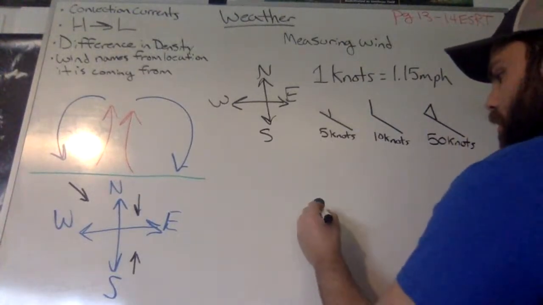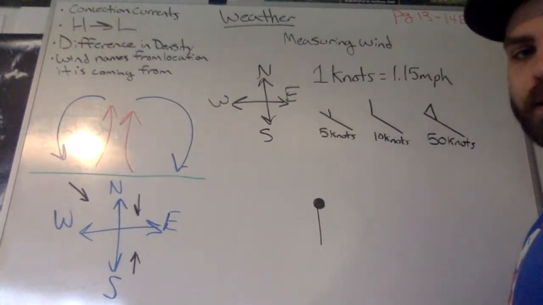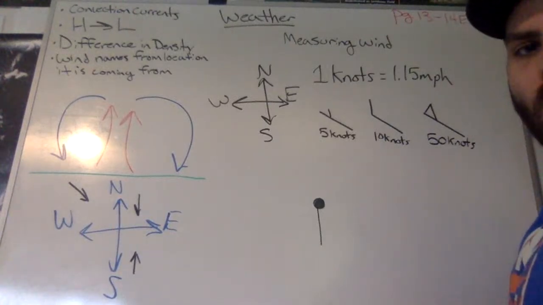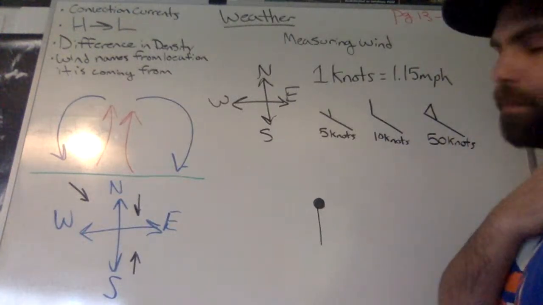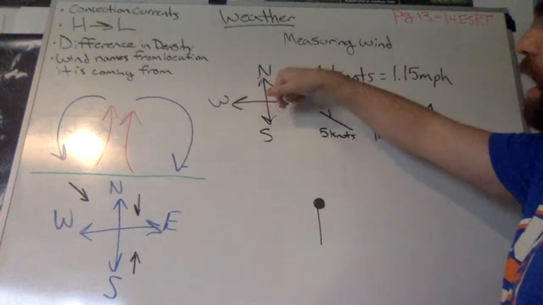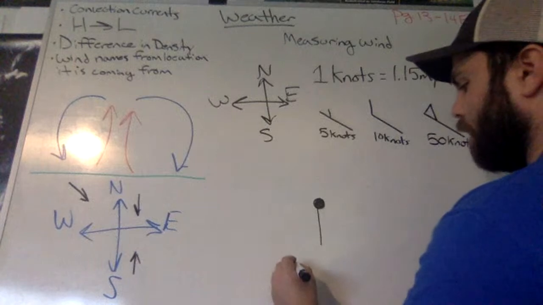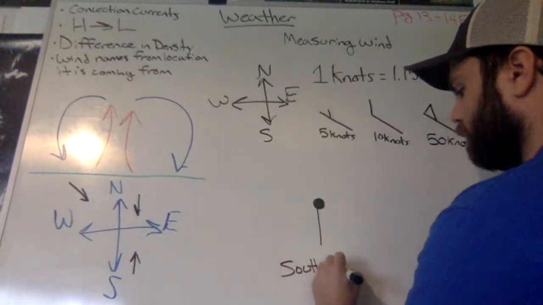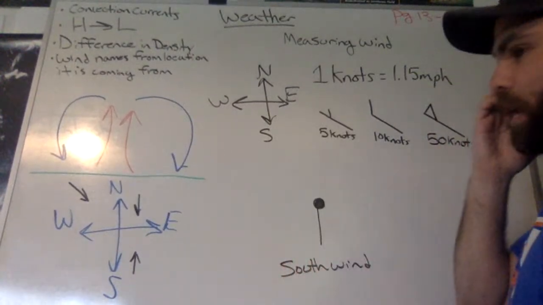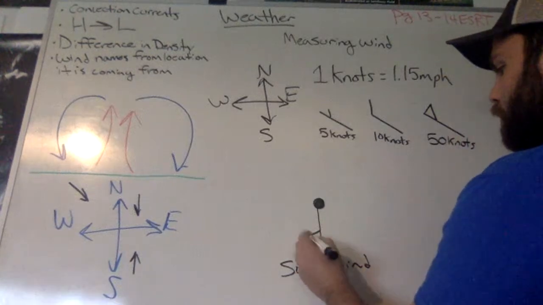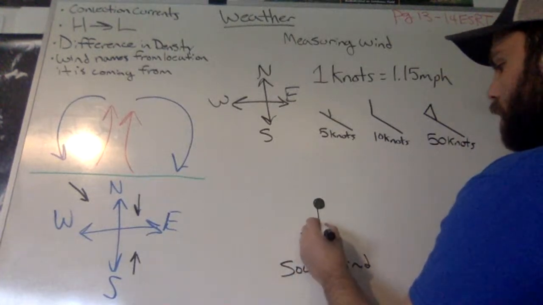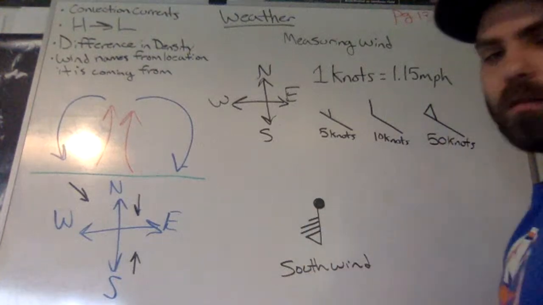All right, so let's do another one. Let's say we have it like this. So right now, what's the name of our wind? Where is it coming from? North, south, east, or west, right? It's coming from the south, so this is a south wind. All right. Now, I haven't put any symbols up yet. So I'm going to do triangle, long one, and a short one. Okay?